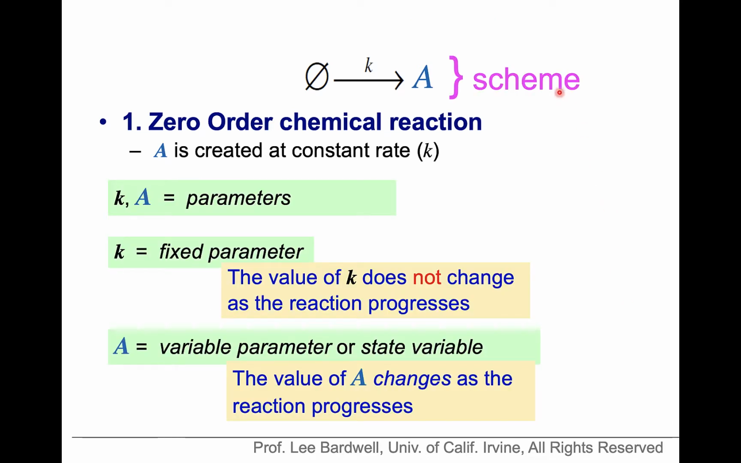So, some nomenclature. This is called a scheme, a chemical scheme. K and A are parameters. K is a fixed parameter because the value of K is not going to change as the reaction progresses. A is a variable parameter or state variable. And we call A a variable parameter because the value of A changes as the reaction progresses. And the term state variable means that the state of the system is basically defined by the value of A.